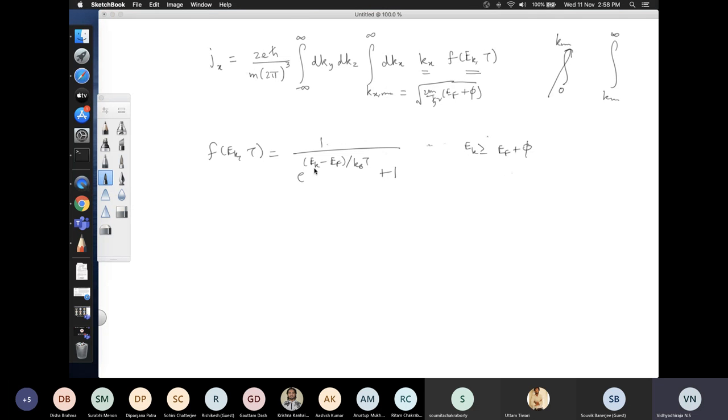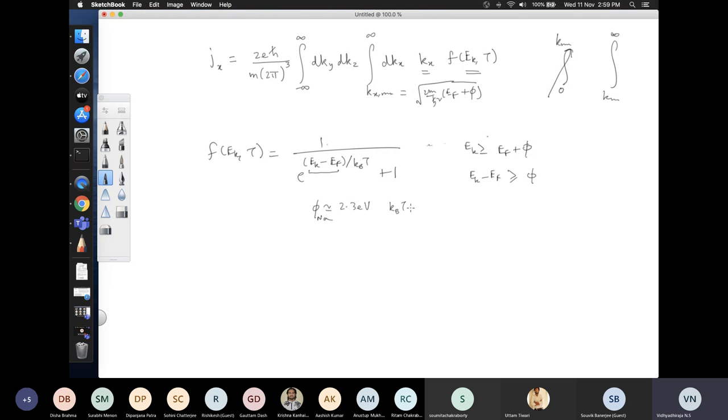Right, which means that Ek minus Ef is greater than or equal to the work function. Now, what that means is that if this is at the minimum, the Ek minimum is Ef plus the work function. So the minimum value of this is just the work function, right? And the work function, as I said, for sodium is about 2.3 electron volts.